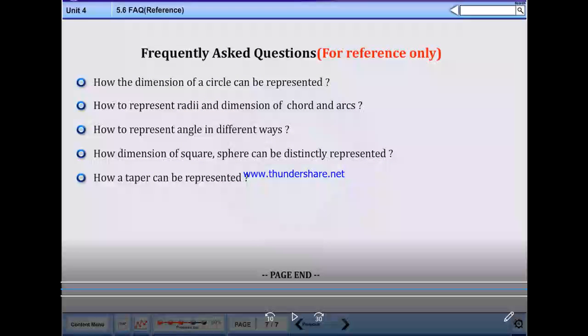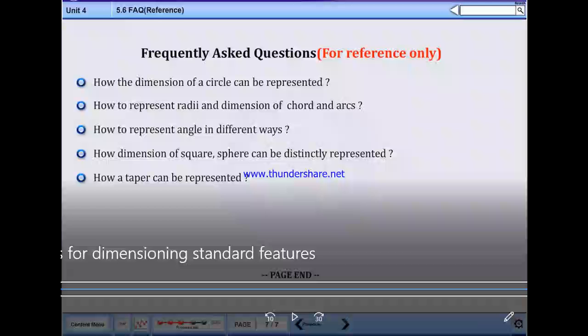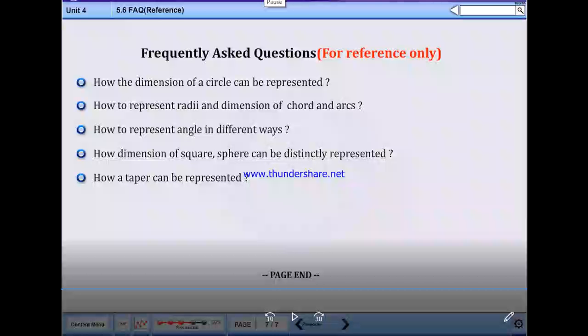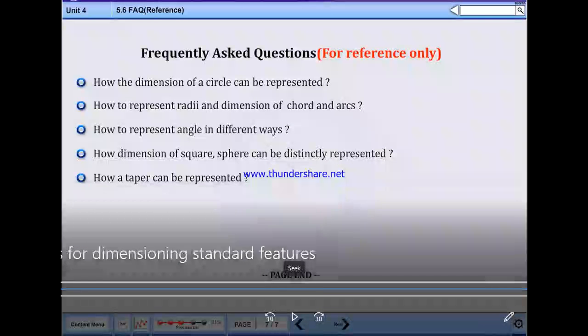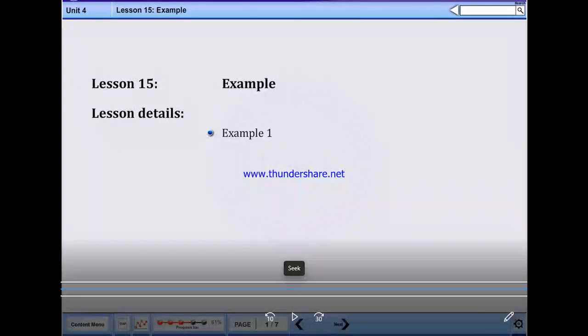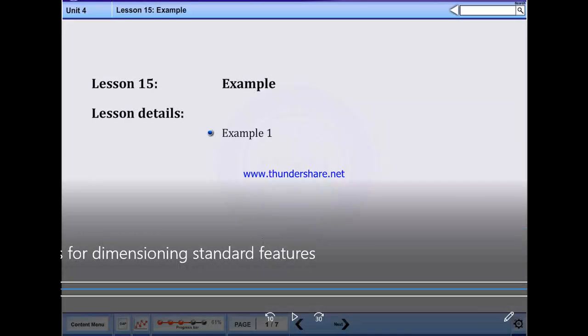Now, some of the frequently asked questions. Now we are going to learn one example in this next topic.